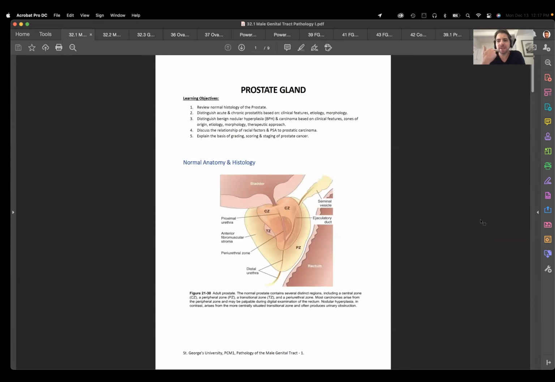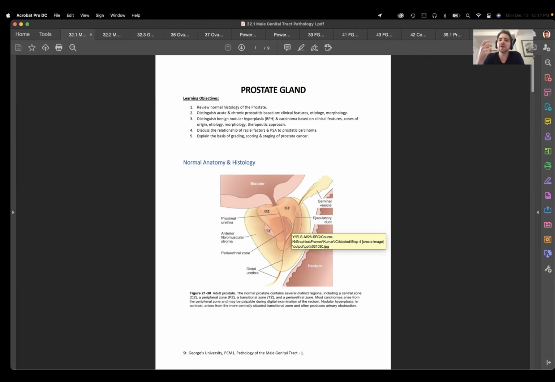Big thing here is to be able to differentiate BPH from prostate cancer. Remember, BPH, they're going to come in with urinary symptoms, okay? Because the growth is centralized. It's around the urethra. This transitional zone, the central zone. So it's actually squeezing down on the urethra. So they're getting urinary problems.